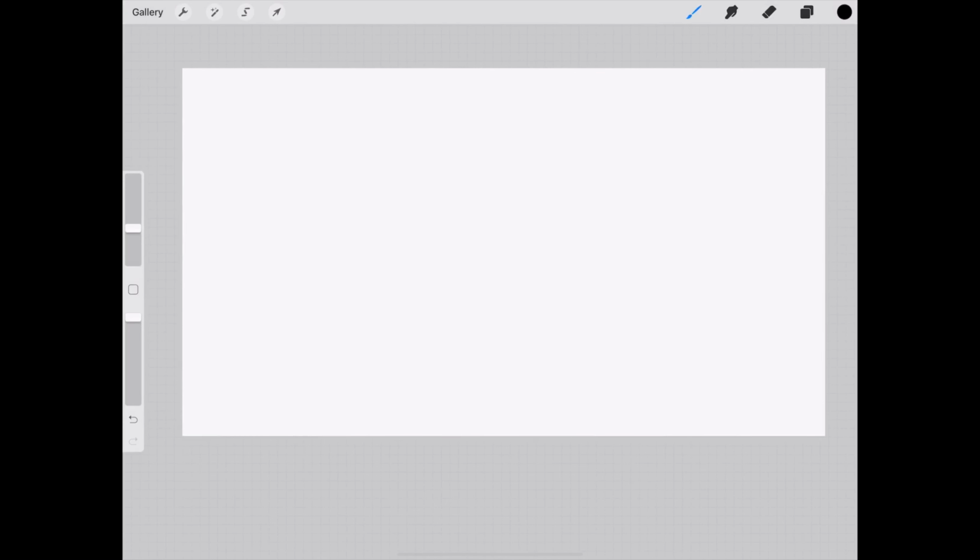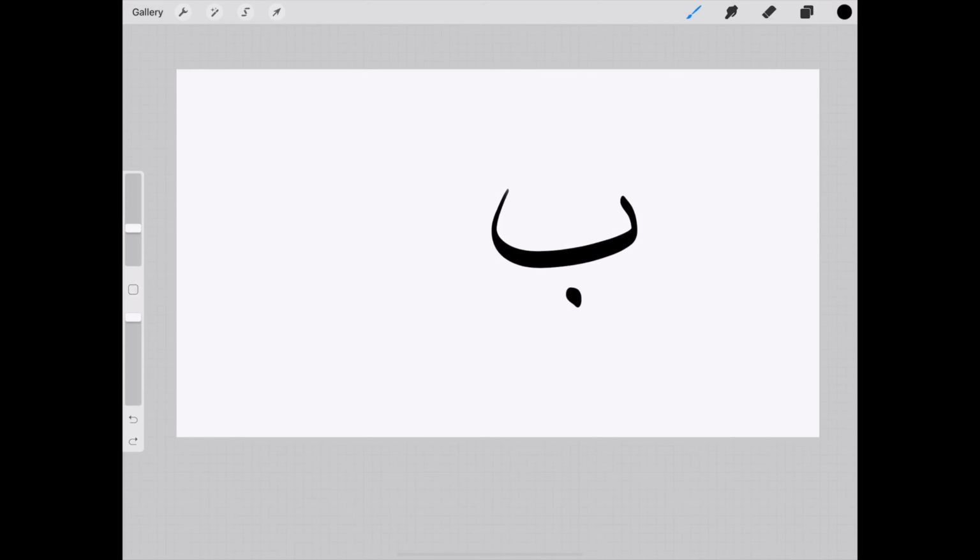So let's try again. When the ba letter is on its own and we have the two dhammas, it's pronounced as bun. This is another way of writing the two dhammas, bun. And this is a third way of writing the two dhammas or tanween dhamma, bun.